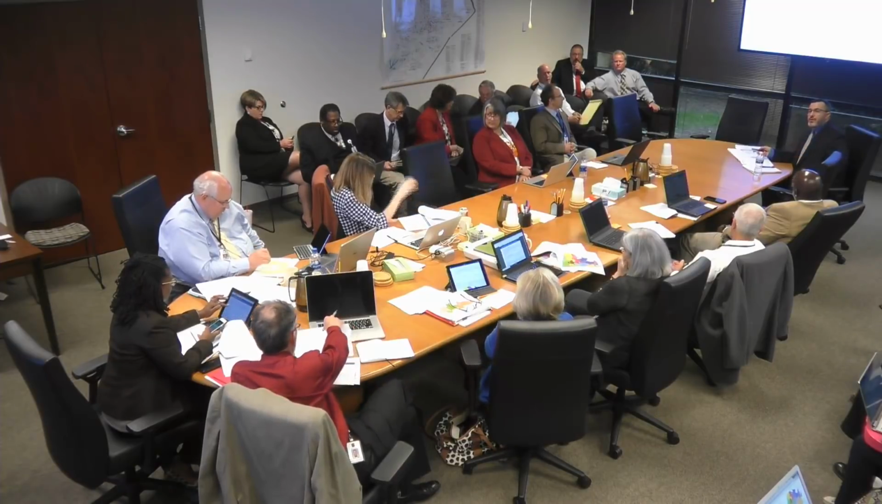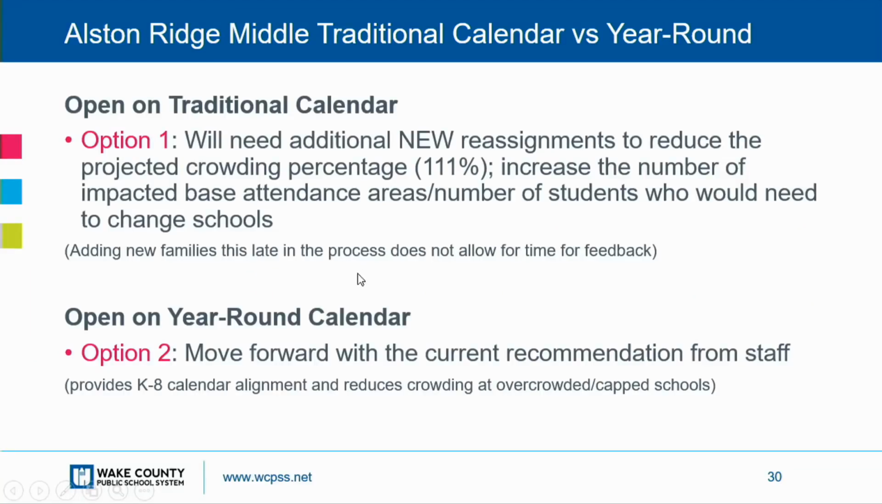So again, for the traditional versus year-round, we've just got two options here. If we're going to open as a traditional calendar school, kind of like what we talked about with Parkside, you'll have a huge domino effect of trying to change the base attendance areas to accommodate the school being on a traditional calendar, which would hold about 300 fewer students than on a year-round. And if it opens as year-round, that would be moving forward with the current staff recommendation.